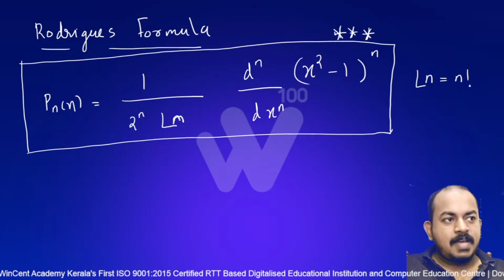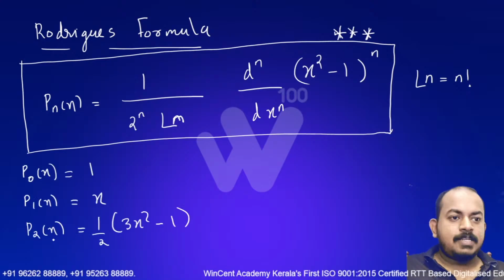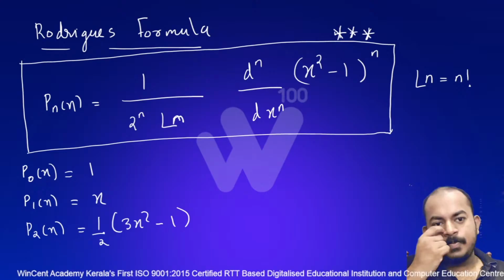Okay, so I'm just going to write that again and try to learn this by heart. P naught of x equals 1, and p1 of x equals x, and p2 of x equals 1 by 2 times (3x square minus 1). Okay, let's try to draw the figure of p2 of x. It is 1 by 2 times (3x square minus 1), right? Okay, let's try to draw.